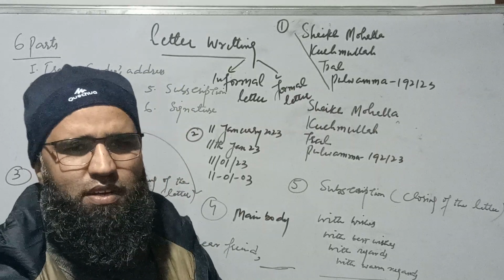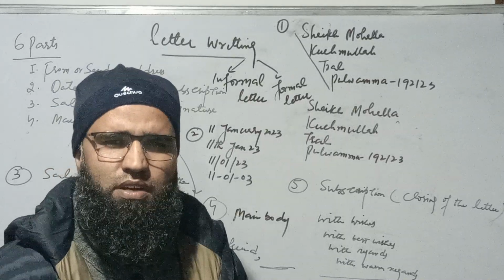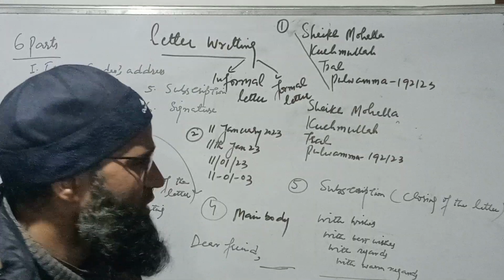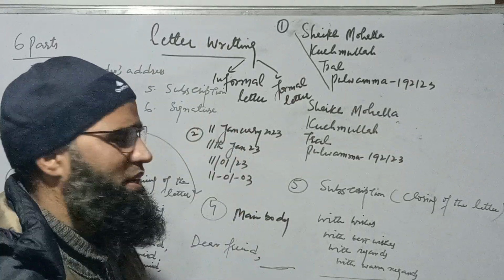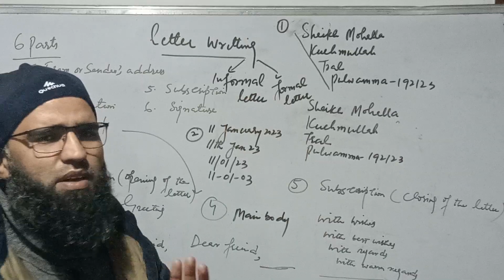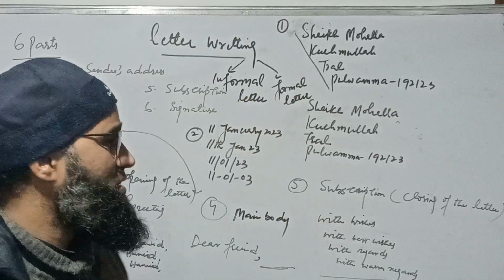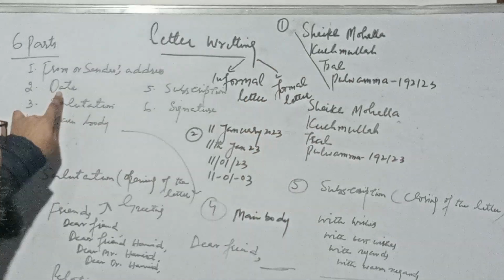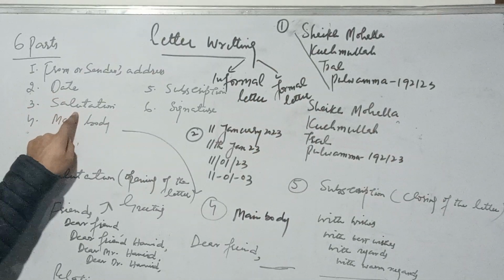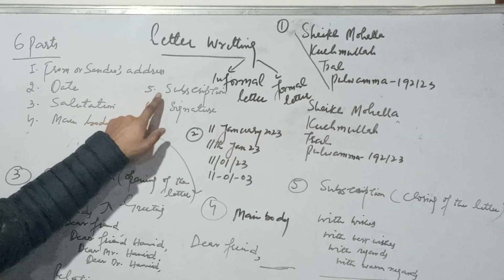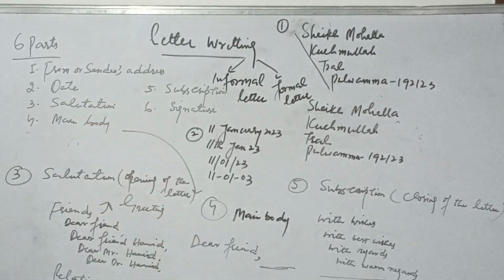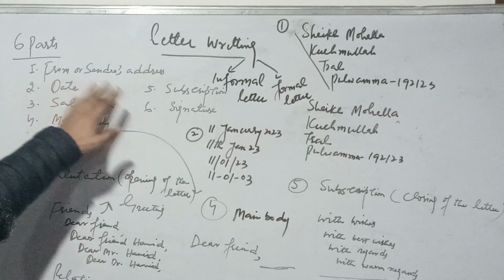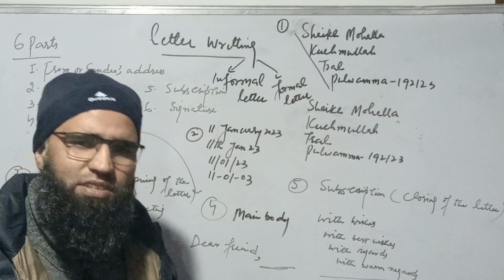So in the informal letter, what are the procedures or rules that you have to keep in mind while writing any kind of informal letter? First of all, this letter is divided into six main parts. What are the parts? The first part is the from address, the second part is the date, then there is the salutation, then the main body, the fifth is the subscription, and the sixth is the signature. First of all, the from address, which is also called the sender's address.